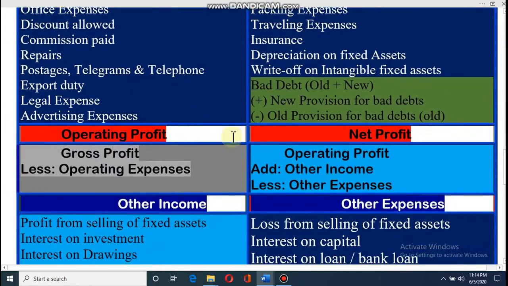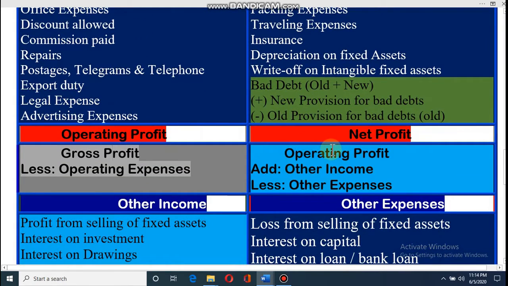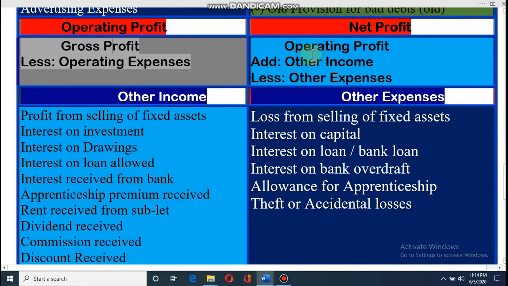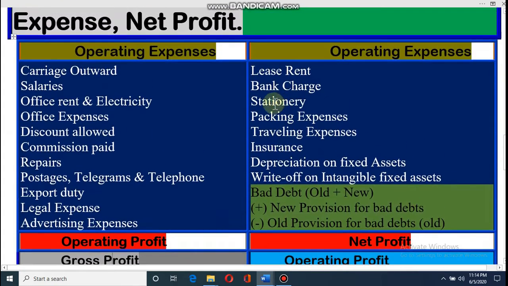Now net profit. How can we find the net profit? Dear student, the formula of net profit: operating profit add other income less other expense, then you will find the net profit. That means, as I told you earlier, for preparing the income statement of a merchandising business we have to follow three steps.